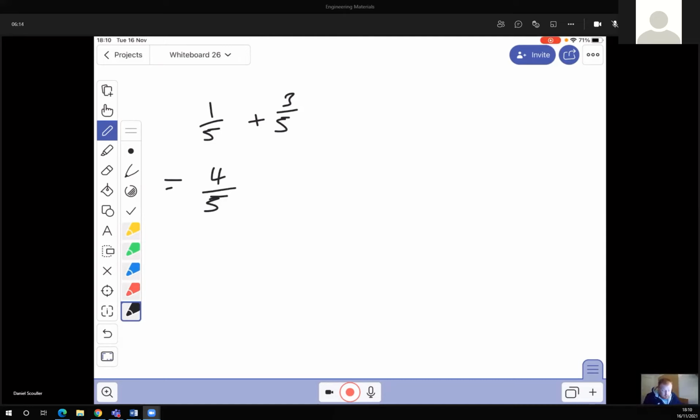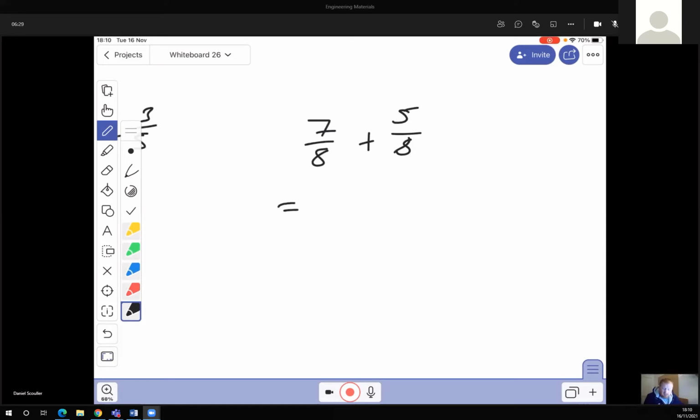Likewise, we sometimes see fractions with the same denominator, but when we add them together they're going to give us a top heavy number. So 12/8.